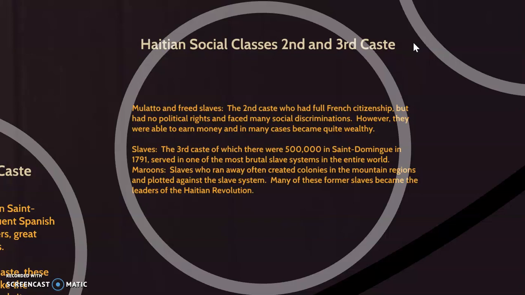And so the slave caste obviously were the slaves living in Santo Domingo or Haiti. There were over 500,000 of them by 1791, and they were part of one of the most brutal slave systems in the entire world, particularly because the political system itself was so separated from where they were, where France was dictating the government of Haiti, and what was actually happening in Haiti was really dictated by the social norms. And also just because there wasn't a lot of diversity in the way that their economy was made up.